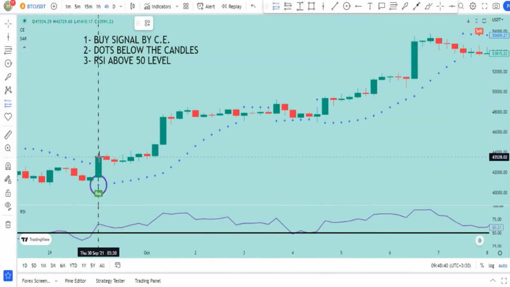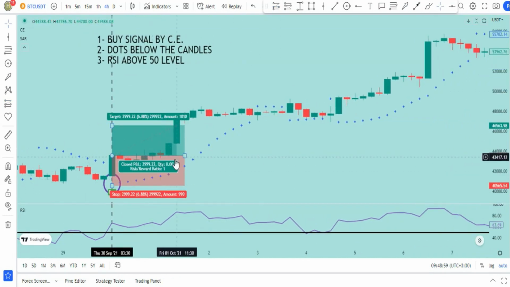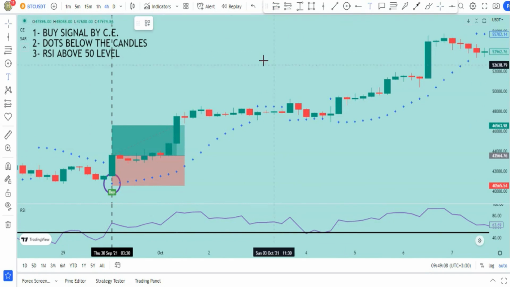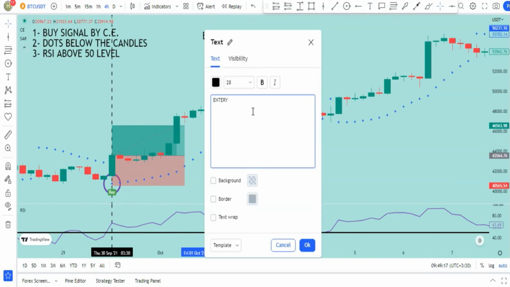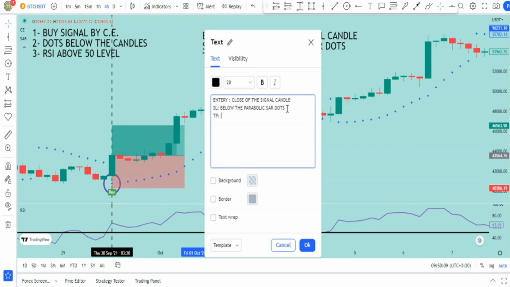Now let's talk about the entry and exit points in this trading setup. In buy trades, you should enter at the close price of the signal candle. The stop loss should also be placed under the parabolic dots. And set the take profit at 2 times greater than the risk.